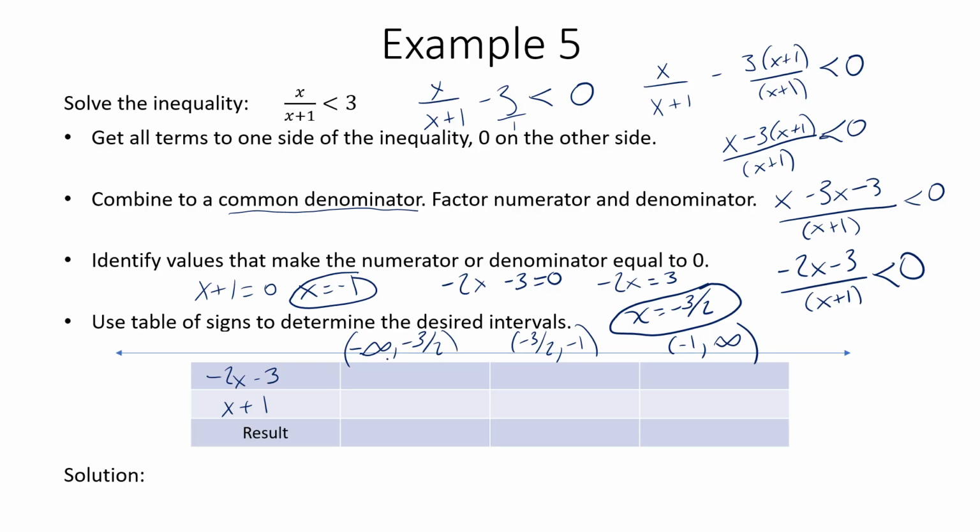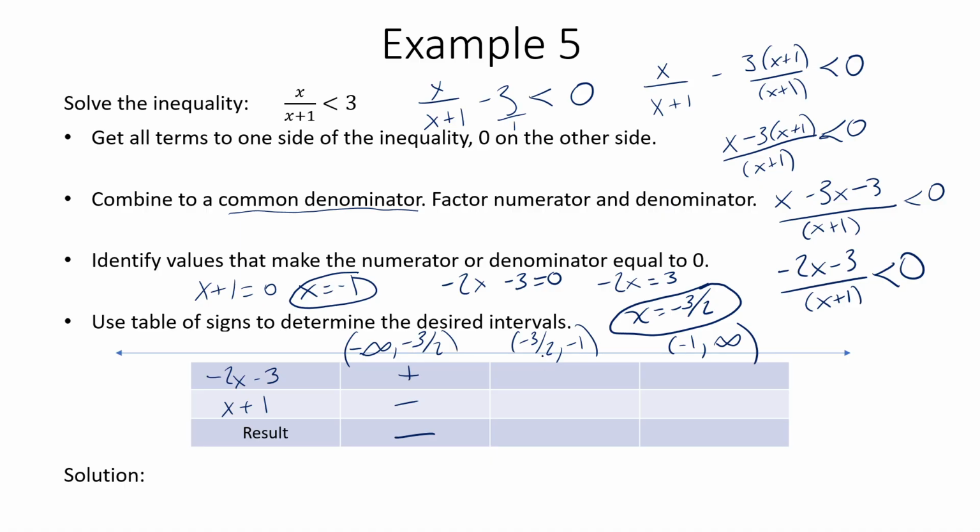Now, let's start plugging in values. We need a value that's between negative infinity and negative 3/2. I'm just going to choose negative 2. If I plug in negative 2 here, I get negative 2 times negative 2 is positive 4. Positive 4 minus 3 gives me a positive number. If I plug in a negative 2 here, though, negative 2 plus 1 gives me a negative number. A positive number divided by a negative number gives me a negative number.